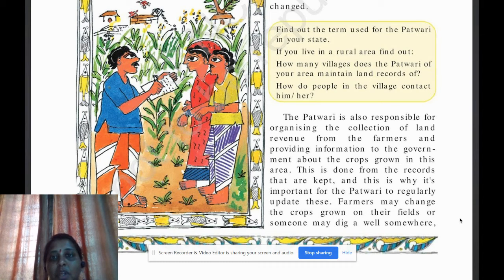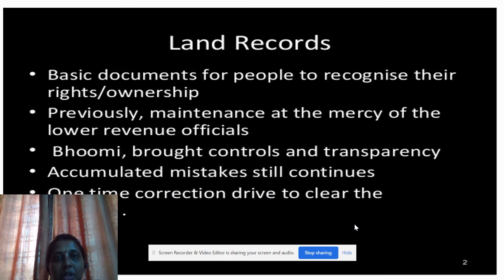And as we were talking about the Patwari, do you know who a Patwari is? The Patwari is also responsible for organizing and collecting land revenue from the farmers and providing information to the government about the crops grown in this area. This is done from the records that are kept, and this is why it's important for the Patwari to regularly update these. Farmers may change the crops grown from their yields, or someone may dig a well somewhere. So all these records have to be maintained by the Patwari.